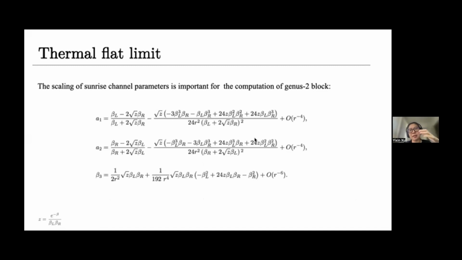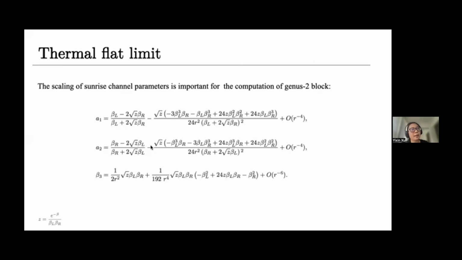Now let's switch gears and talk about what happens in the sunrise channel. We already know how the dumbbell channel coordinates behave in the flat limits. What we can do is adopt the matching procedure explained earlier and solve for the sunrise channel coordinates order by order. As you can see here, in the thermal flat limit, A1 and A2 remain order 1 and beta 3 scales towards 0 because it has this 1 over R squared here.